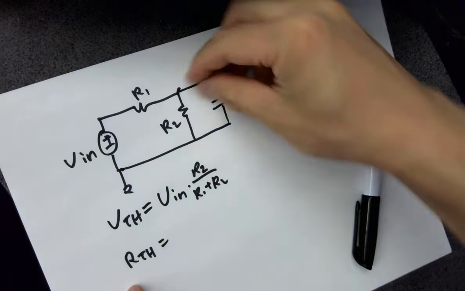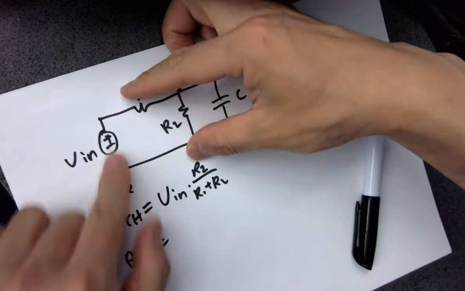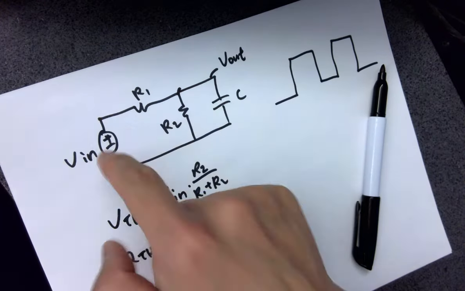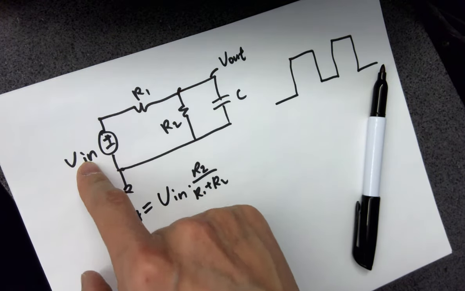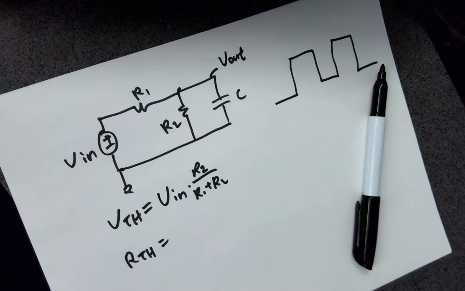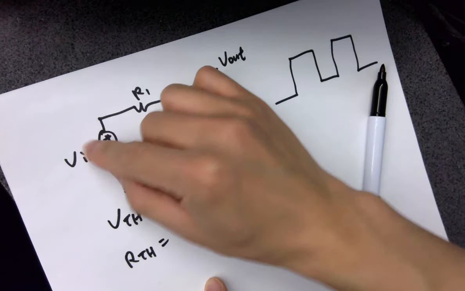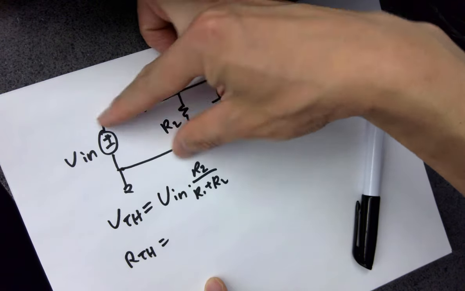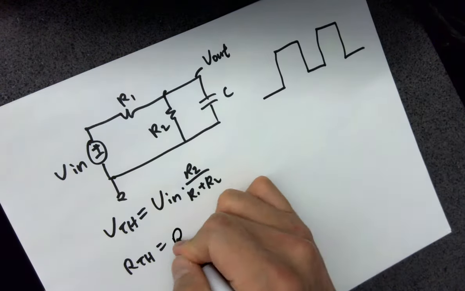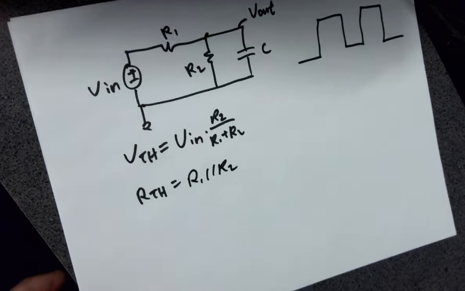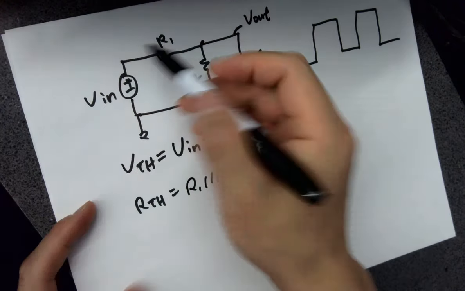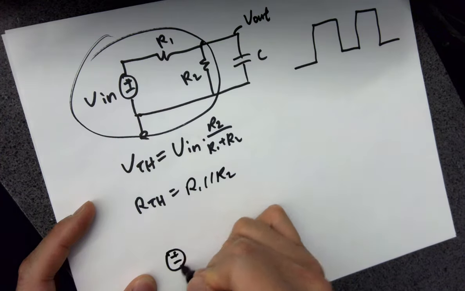Okay, what's the RTH? RTH is looking backwards and shorting this voltage source. Why? Because the ideal voltage source is like a wire. The internal impedance of the voltage source is 0. It's like a wire. And the internal resistance of the current source is what? Disconnected circuit, right? It's infinite. So the internal resistance of the voltage source is 0. That's why when we are looking backwards, we're gonna short it. So looking backwards, what's RTH? It's basically R1 in parallel with R2, right?